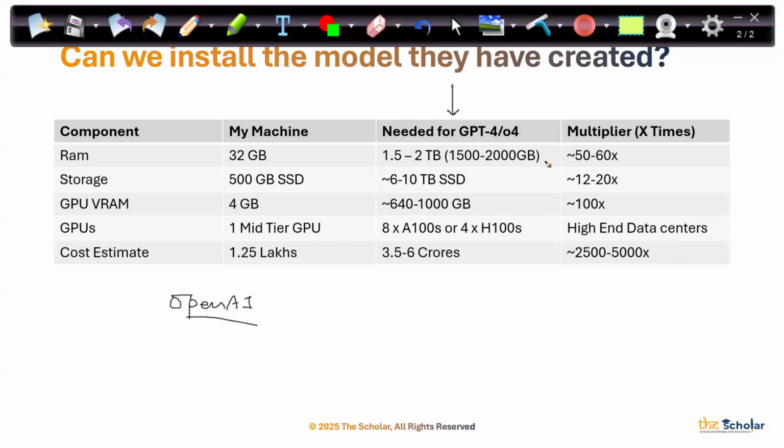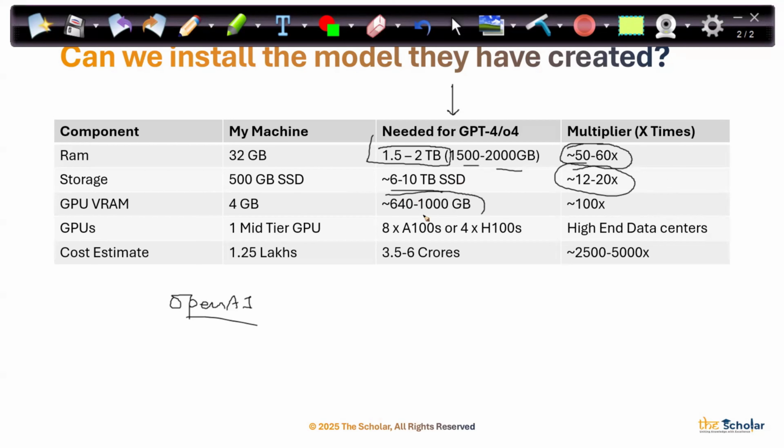And if you are trying to do that, the configuration of the laptop should be 1.5 to 2 terabytes, which is like 1500 to 2000 GB of RAM, right? You can understand it's a quite heavy machine. How much bigger? 50 to 60 times bigger than my laptop. How much storage should I have? I should have 6 to 10 terabytes. That is 12 to 20 times of my laptop.